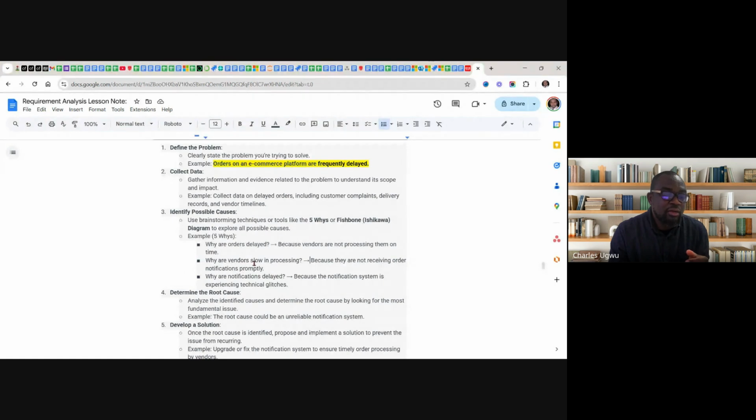Why are vendors slow? Because they are not getting notification on time. Okay, why are notifications delayed? Because the notification system is experiencing a technical glitch. And this is where the problem starts.